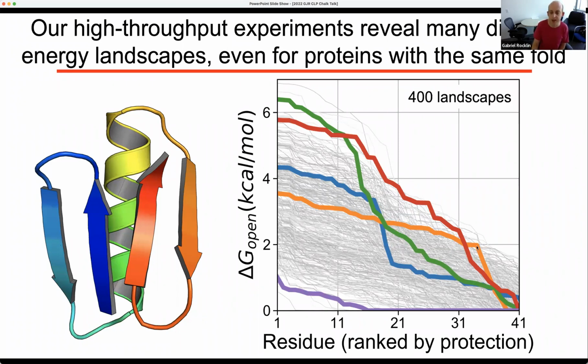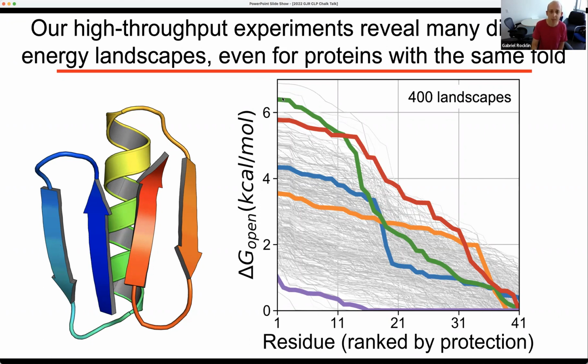But I think these distributions are really fascinating. Just starting from the bottom, there's this purple protein that basically has very low opening energies for all the residues. So all the residues exchange really fast, and this protein probably doesn't really fold correctly.